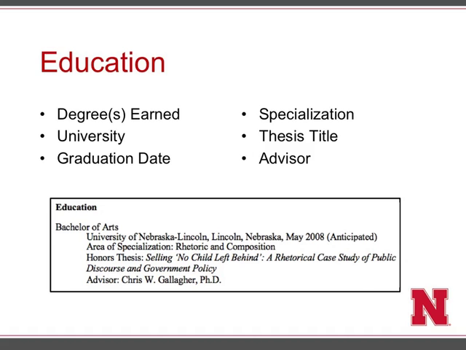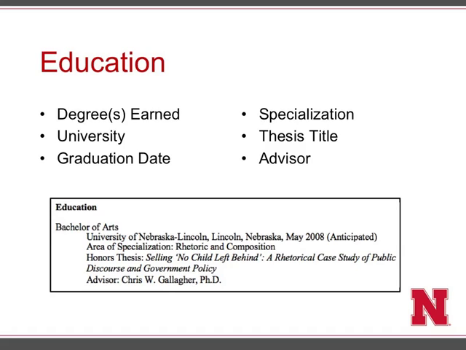Education. The first section of your CV will almost always be your education section. This section should be organized by listing your most recently obtained degree first. For each degree you have, you will list the degree type, for instance, Bachelor of Arts or Bachelor of Science, the university you obtained it from, the location of that university, and the date you obtained it.